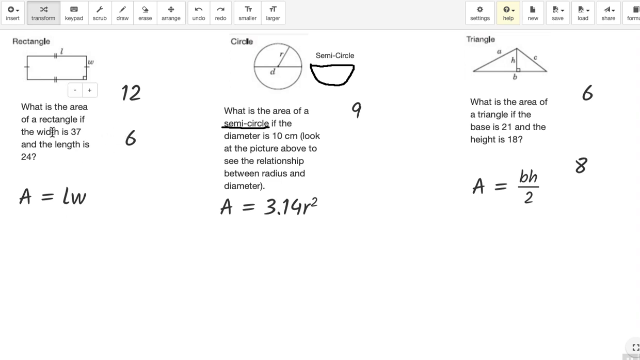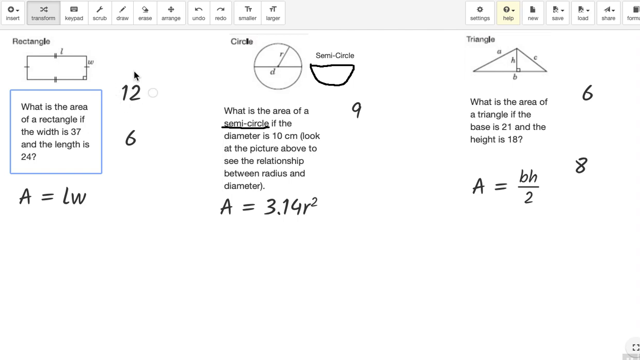And so if we read the question, it says the width is 37 and the length is 24. One of the things that I would like you to do when you're doing a formula is substitute into the first letter in the formula first. So we want to figure out A, the area, and we're going to substitute in for L. So what I need to do first is make the length 24.